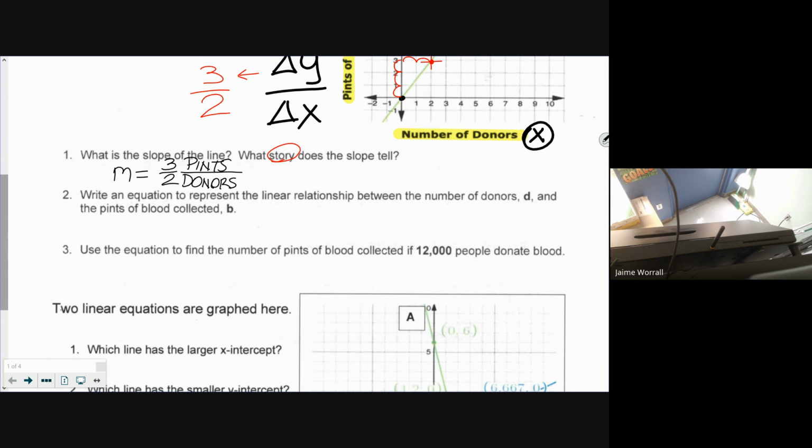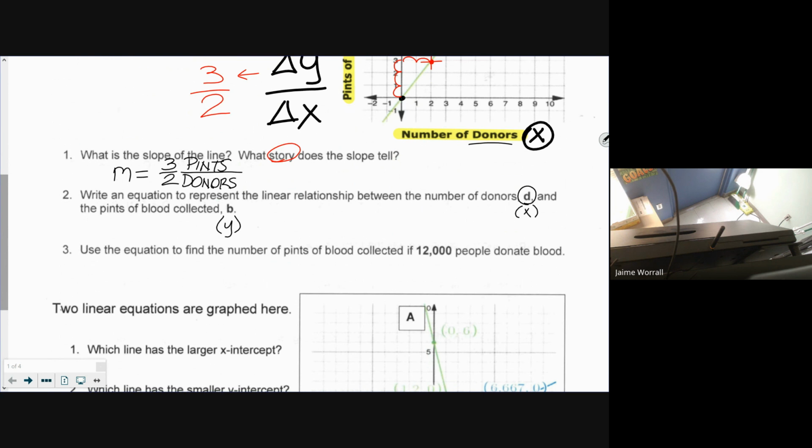Write the equation between the number of donors. Donors is this right here, right? So that's formerly known as X, now it's known as D. And then blood collected is on the side, so that's formerly known as Y, but now we're going to call it B. Now use the letters they gave you. So instead of Y, what do you want to put on the left-hand side of the equal sign?